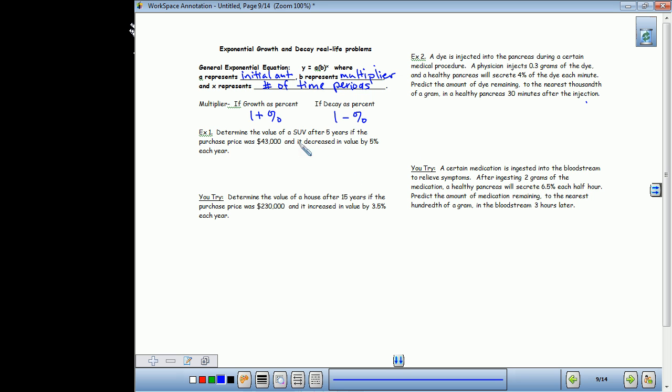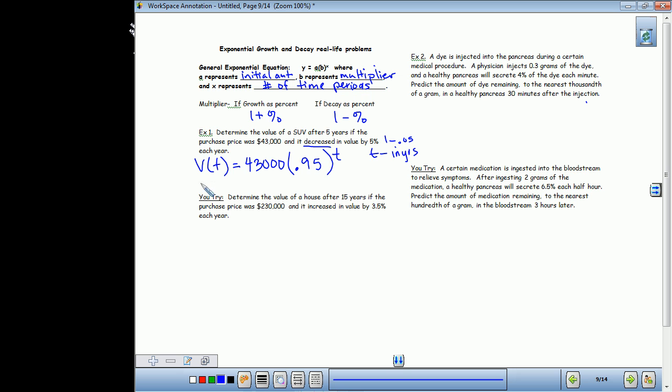All right, example 1. Determine the value of an SUV after 5 years if the purchase price was $43,000 and it decreased in value by 5% per year. This is a nicer car. It's not decreasing in value as rapidly. So we have the value with respect to time is equal to, what's the initial value? 43,000. It is decay, so this is going to be 1 minus 0.05, so it would be 0.95. So my decay factor is 0.95. And t, well, in this case, this was in years, and this was in years, so t is going to represent time in years. Good, because everything was in years.